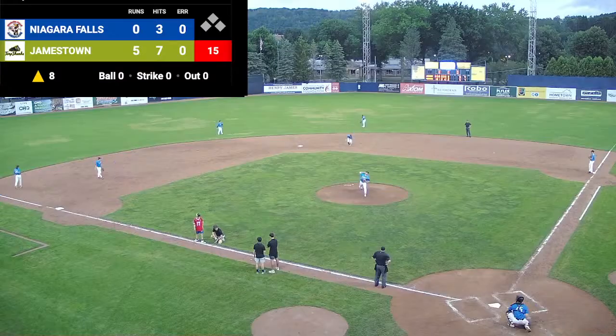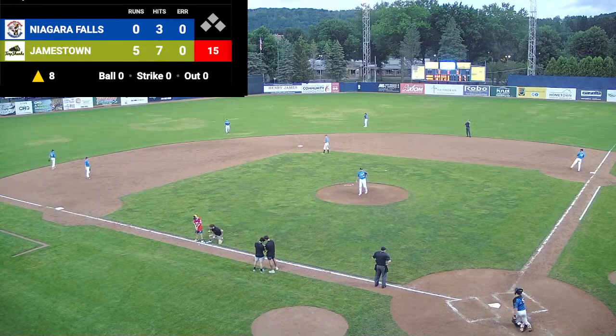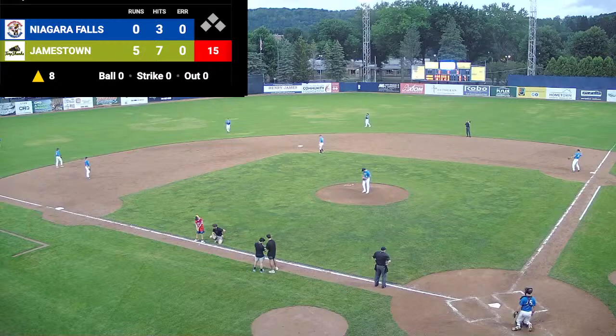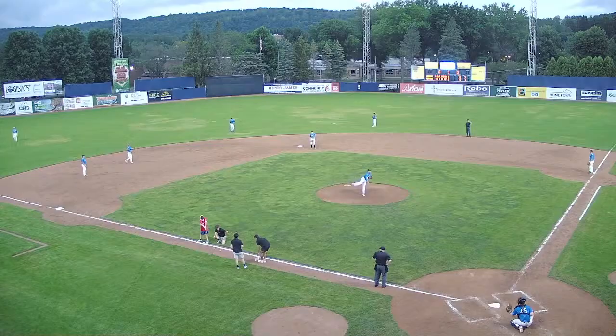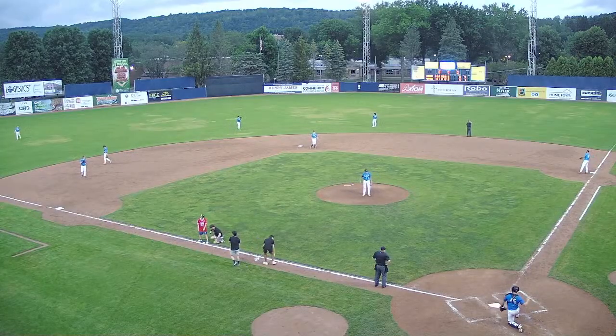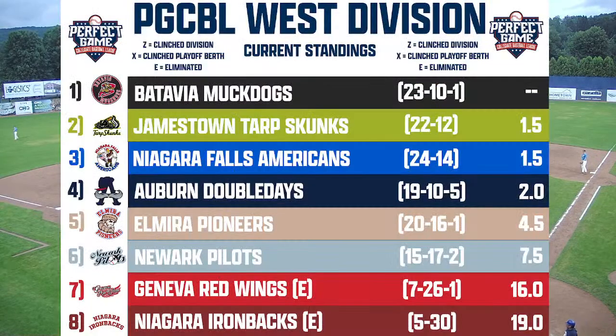Back for the top of the 8th inning, and as we didn't exactly start this broadcast right from the beginning due to technical difficulties, also did not get a look yet at the PGCBL standings headed into tonight. The Muck Dogs in first place at 23-10-1. Americans and Tarp Skunks battling in this game for second place, but battling in the series for the playoff tiebreaker. So if they end up tied, this series could end up having a lot of weight on the playoff seeding.